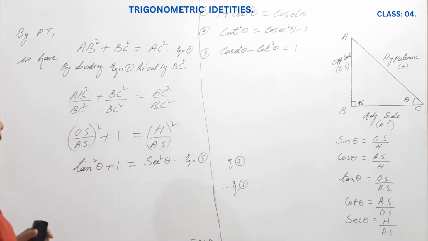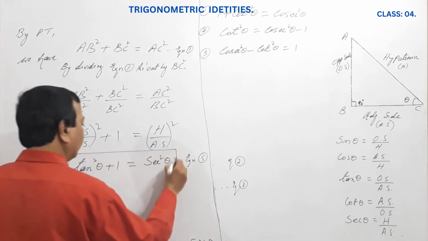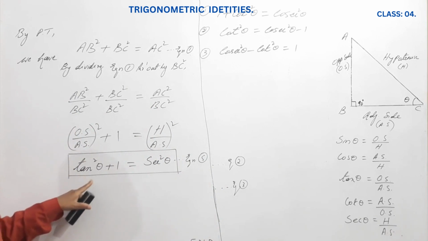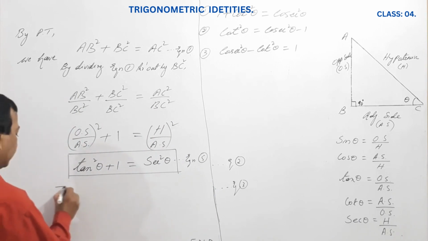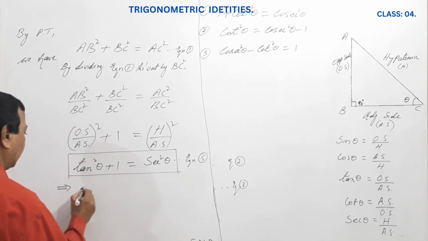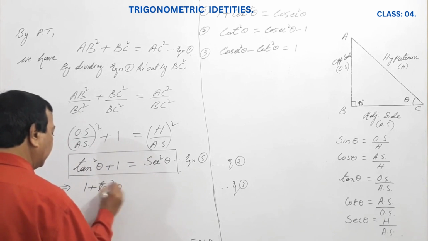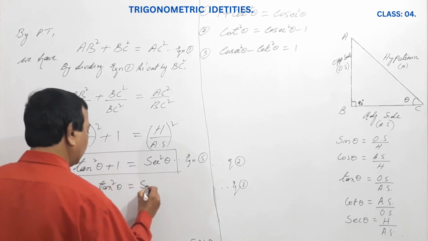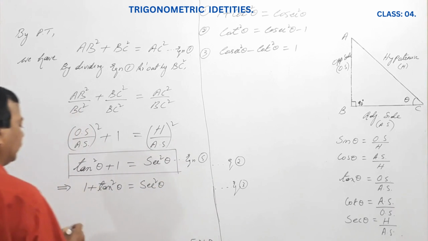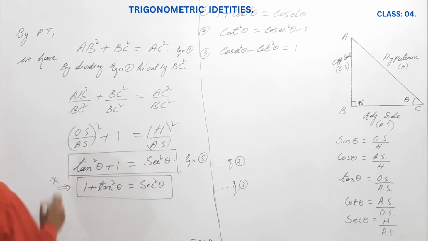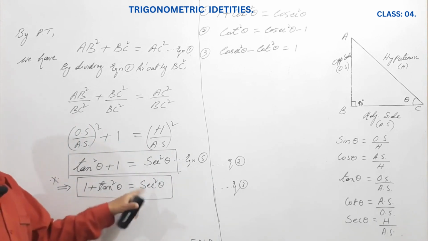This is an important relation which you need to remember. Tan square theta plus 1 is equals to secant square theta. So I rewrite this. Usually we always write this in this form, that is 1 plus tan square theta equals to secant square theta. This is the way we write this formula. So remember this, and important. 1 plus tan square theta equals to secant square theta.